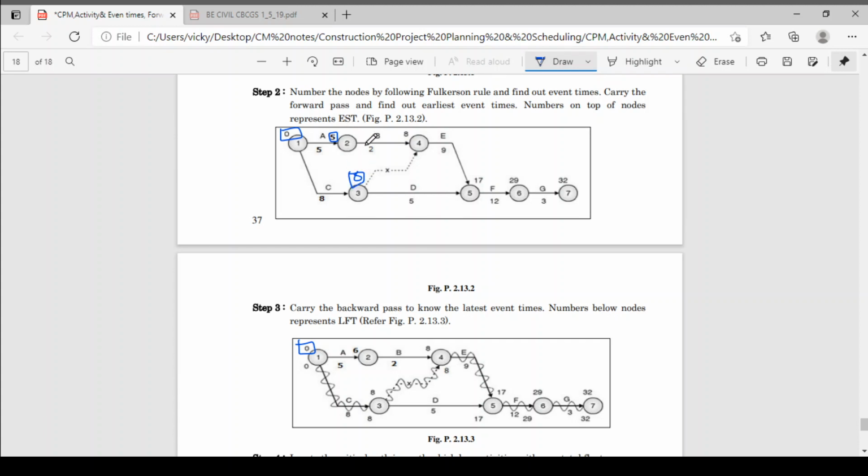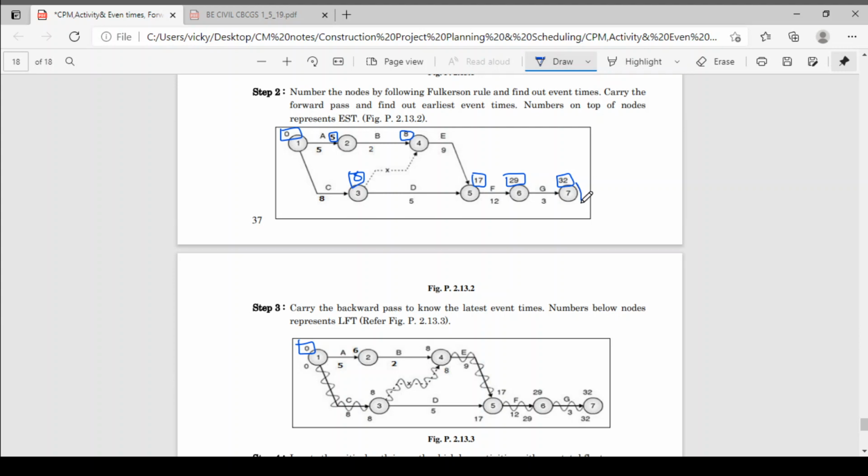Okay, now 5 plus 2, 7. 8 plus 0, dummy activity 0, 8 plus 0, 8. 7 and 8, which we have to take maximum. Okay, 8. Next, 8 plus 9, 17, and 8 plus 5, 13. 13 and 17, which one is greater? 17 is greater, so we will take 17 here. Okay, 17 plus 12, 29. Okay, 29 plus 3, 32. You have taken everything.